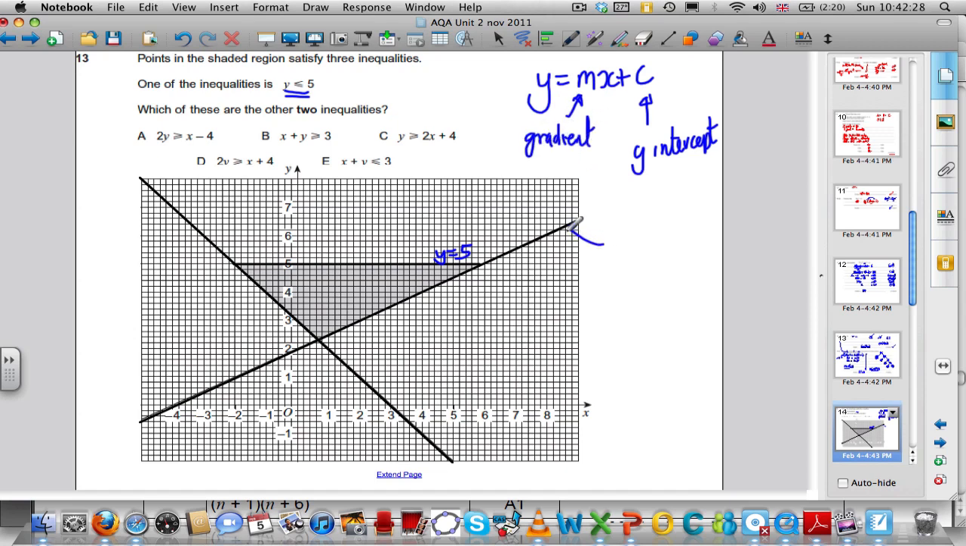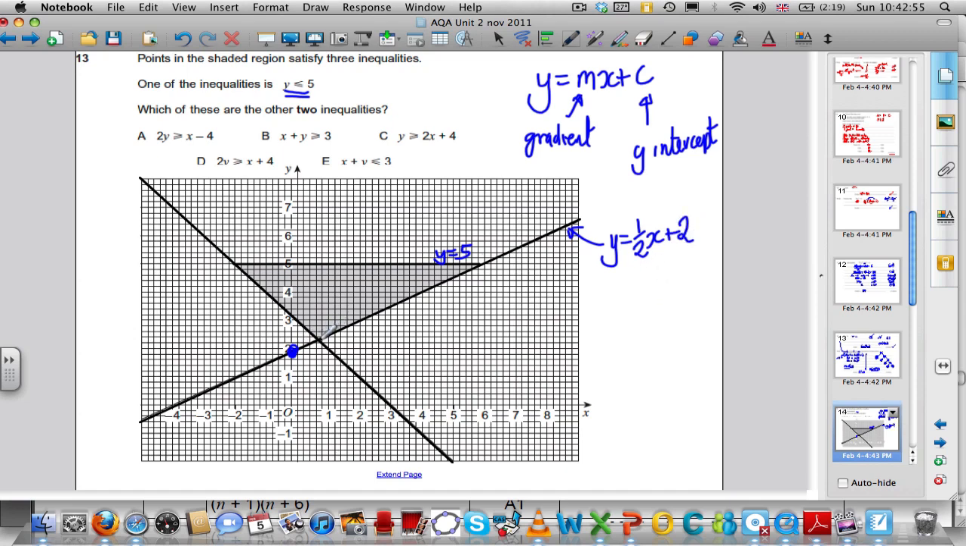Okay, let's do this line here. Where does it cross? Well, it seems to cross at 2. And what's its gradient? As you go across 1, you seem to go up a half. As you go across 2, you go up 1. So its gradient is a half. So the equation is y equals a half x plus 2.